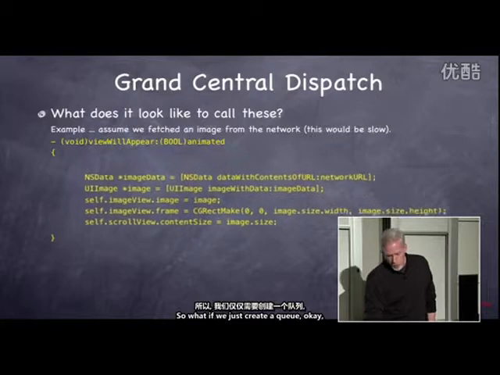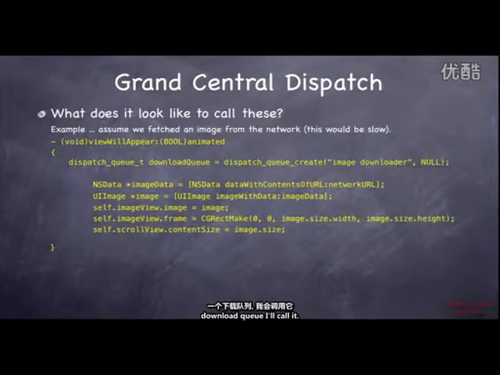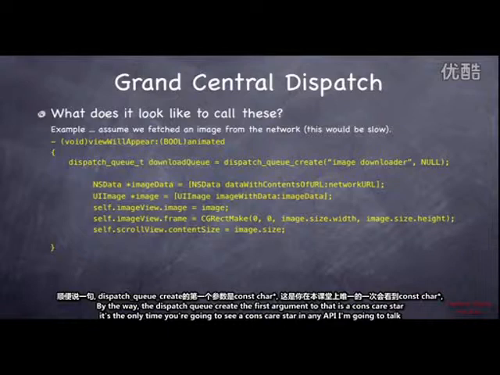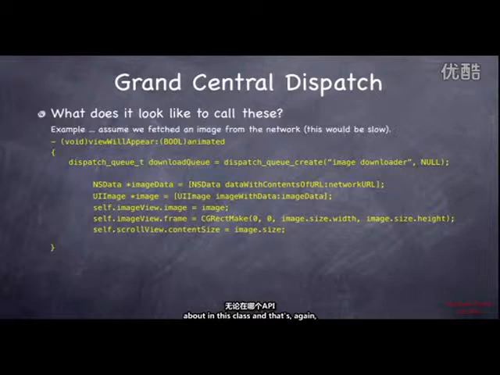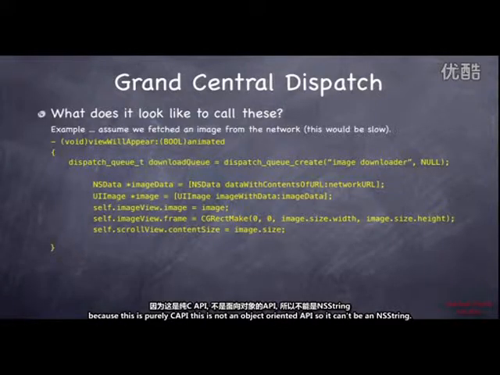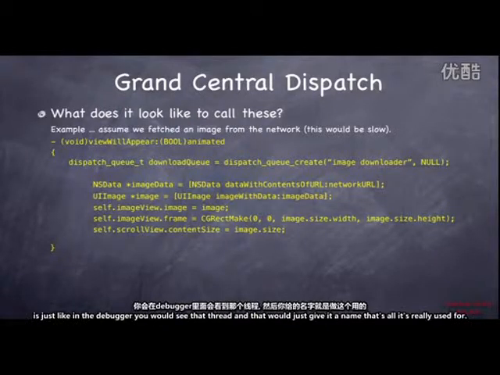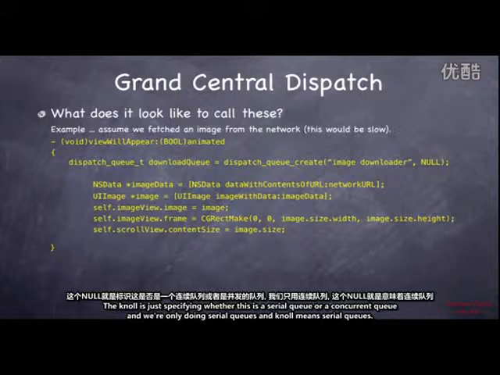So what if we just create a queue, okay, download queue I'll call it. By the way, the dispatch queue create, the first argument to that is a const char star. This is the only time you're going to see a const char star in any API I'm going to talk about in this class. And that's, again, because this is a purely C API. This is not an object-oriented API, so it can't be an NSString. And that string is just like in the debugger, you would see that thread, and that would just give it a name. That's really all it's used for. The NULL is just specifying whether this is a serial queue or a concurrent queue, and we're only doing serial queues, and NULL means serial queues.